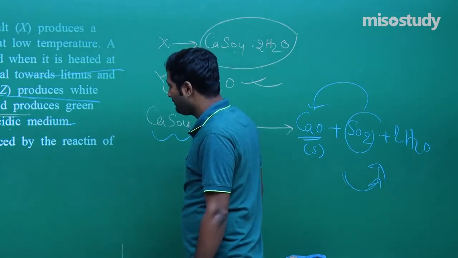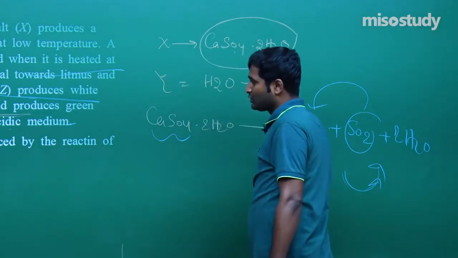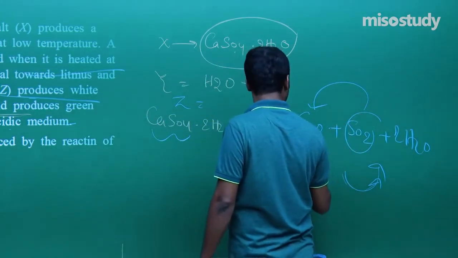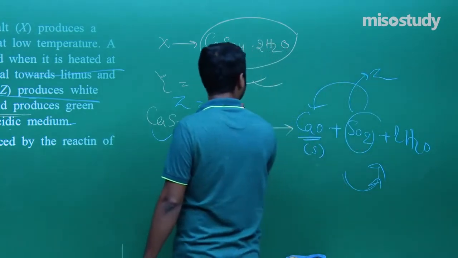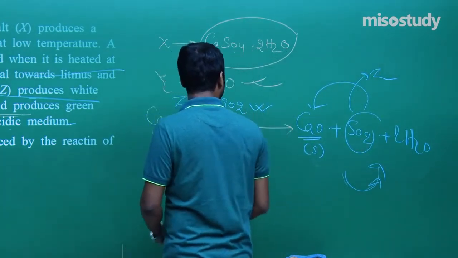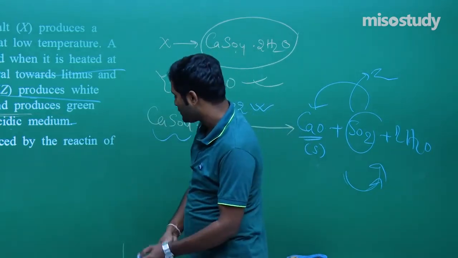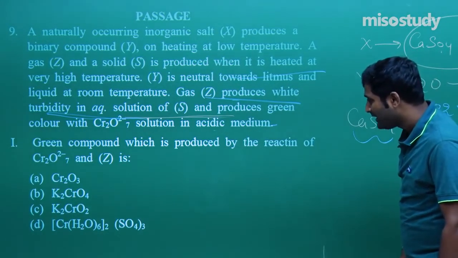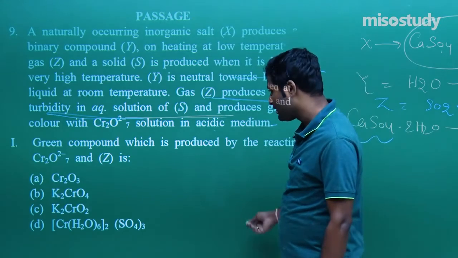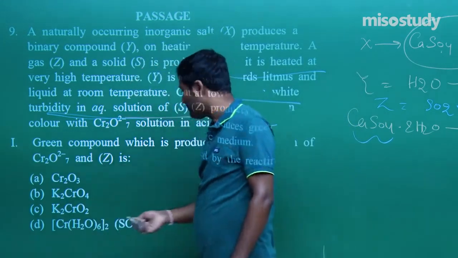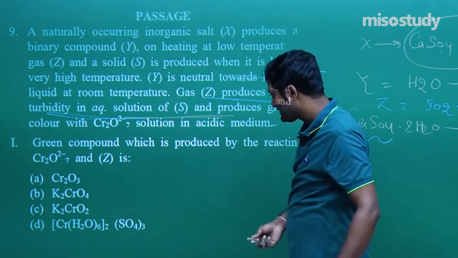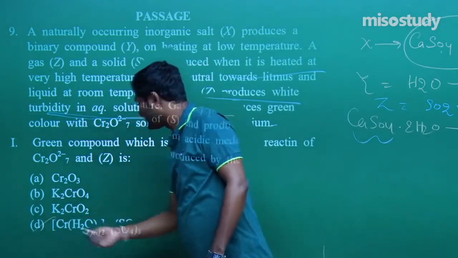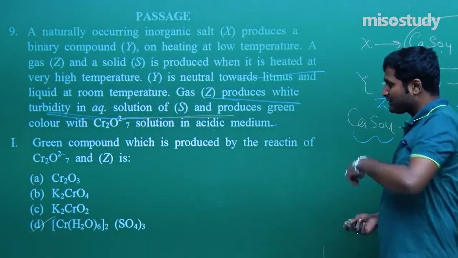Okay. Now, it produces a green color solution in acidic medium. So the Z definitely is this one, solid, and this one is Z. So Z is SO2. Yes, this is the reaction. Now the green compound which is produced by the reaction of Cr2O7 with SO2, that is, it gives you the radicals, the formation of a complex takes place. Cr(H2O)6 whole SO4 whole thrice. This is the component. Clear? The first option is D.